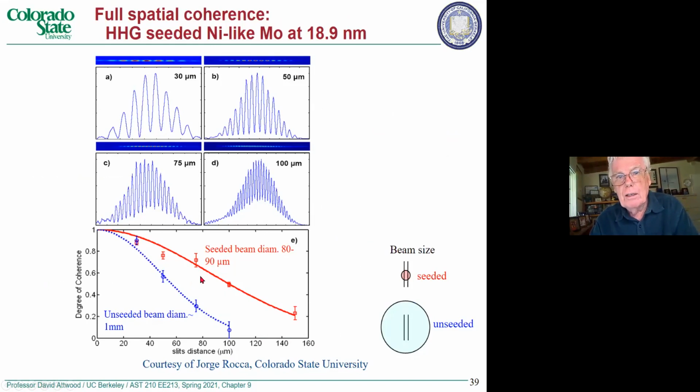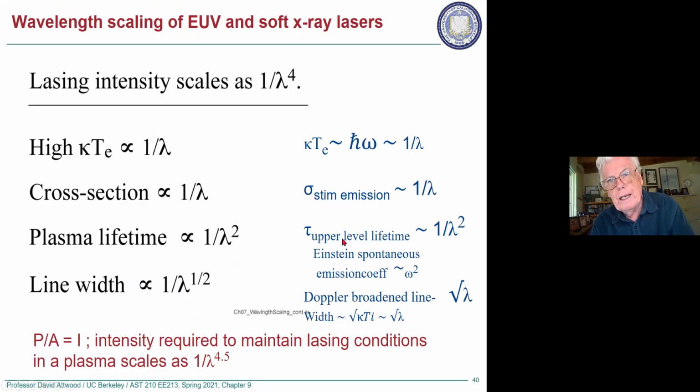And this is showing how the spatial coherence looked with the unseeded beam, the degree of coherence without the high harmonic and with the high harmonic. And you could see that they got a very high degree of spatial coherence. So again, to go further into shorter wavelengths is a bit of an effort.